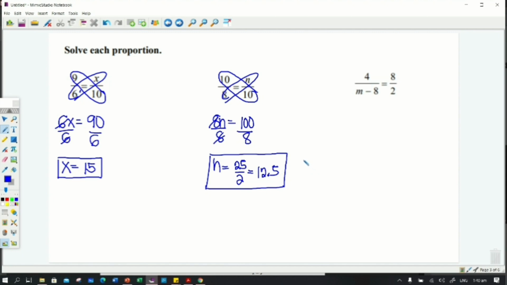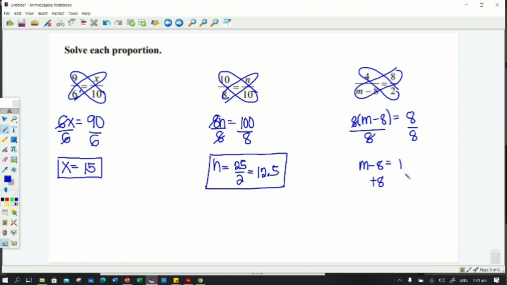For the last example, we will still apply the cross product: product of the means times product of the extremes. Here we have 8 multiplied by m minus 8, which is equal to 4 times 2, which is 8. Next, if you notice, we can divide both sides of the equation by 8, so this is cancelled out. We now have m minus 8 is equal to 1. Then we apply the addition property of equality. We add both sides of the equation by positive 8, so this is cancelled out. m is equal to 1 plus 8. The answer is 9. So the value of m here is equal to 9.